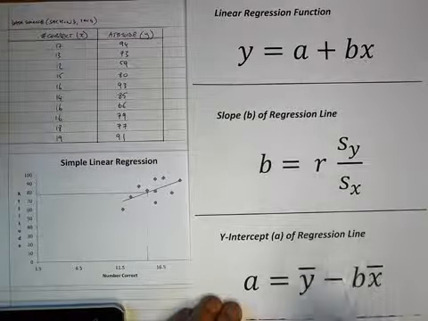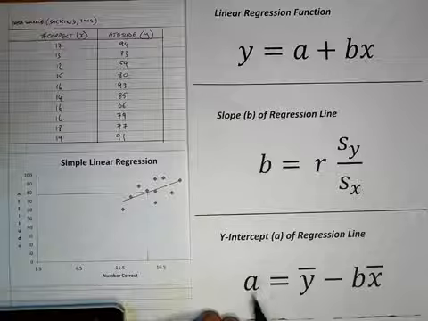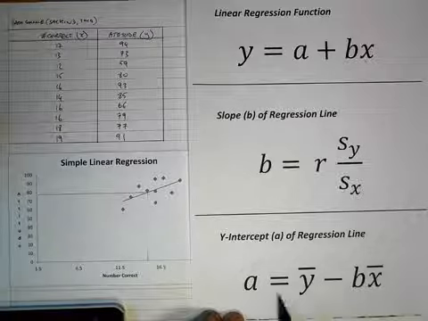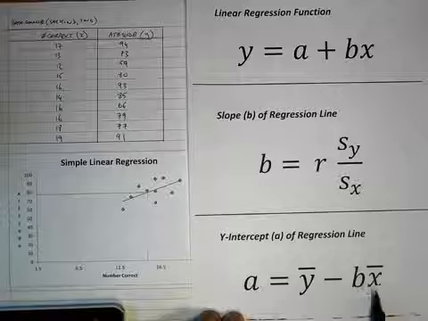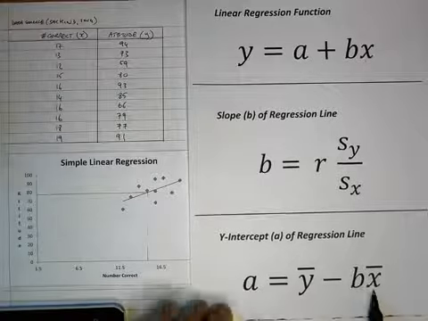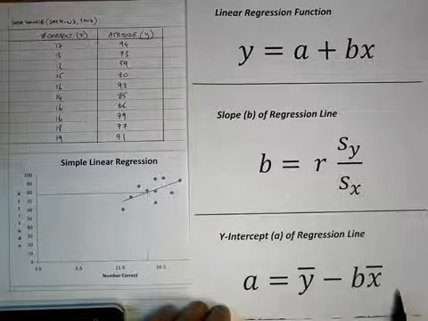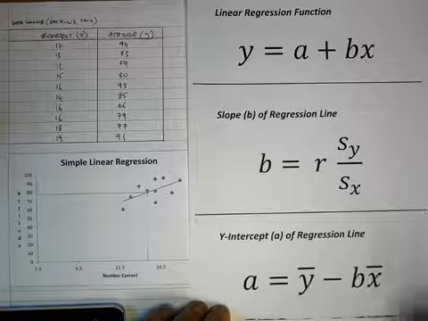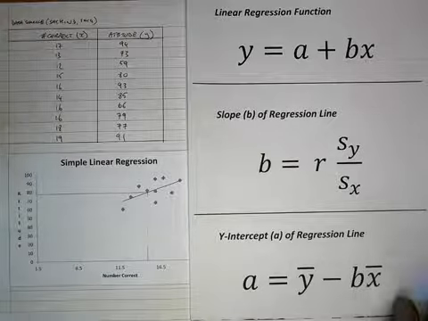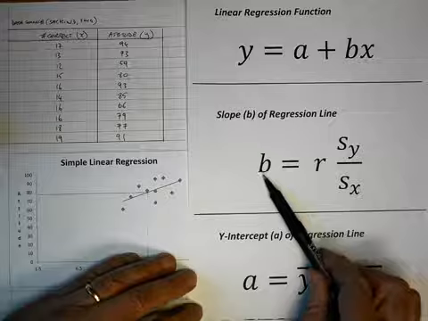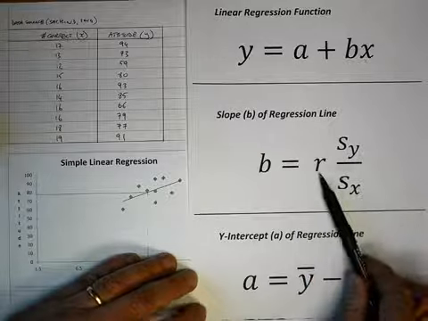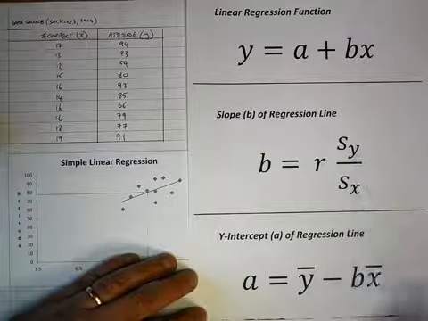Once you know the slope of the line, you can then calculate the y-intercept. It's designated by the letter a, and that's equal to the mean of the y sample minus the slope times the mean of the x sample. So once you know b, the slope, calculating the y-intercept is relatively straightforward. So the order in which I'm going to do things here is, I'm first of all going to determine the slope of the line b using Pearson's correlation coefficient and the two standard deviations.